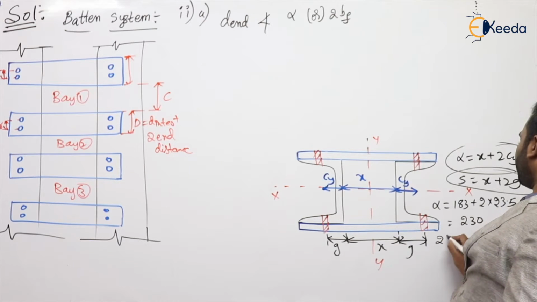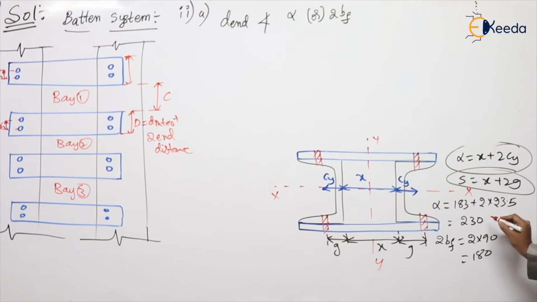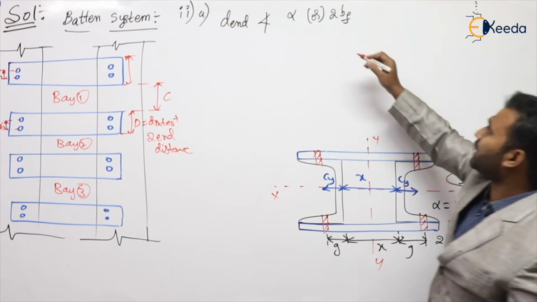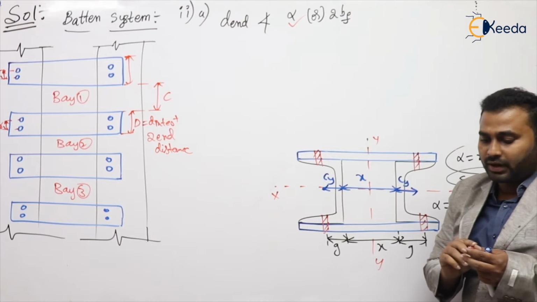Okay, and 2BF. BF is 90, so 2 into 90 is 180. Is that clear? Out of these two, which is greater? 230 is greater, right? So here we need to take alpha.